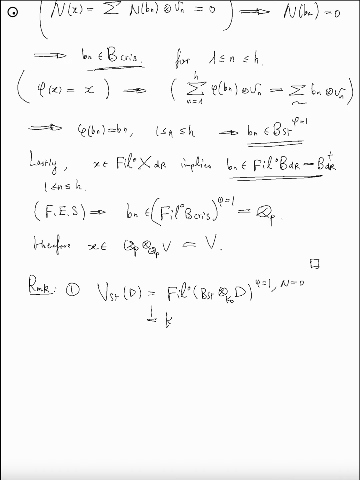You could also write this as the kernel of B_st tensor over K_0 D, with N equals 0 and Frobenius equals 1, and then map to the quotient of this by Fil^0 of it. So it lies inside it, which means just quotient by the filtration 0.